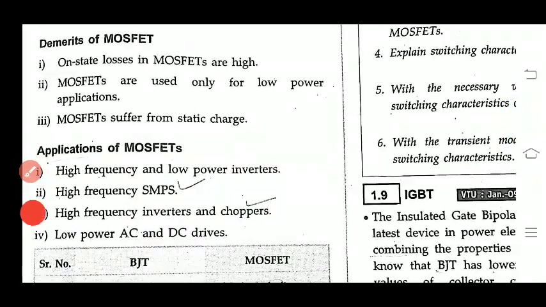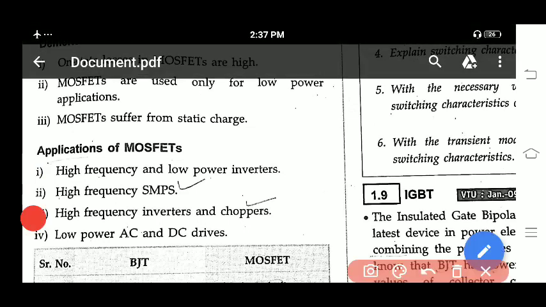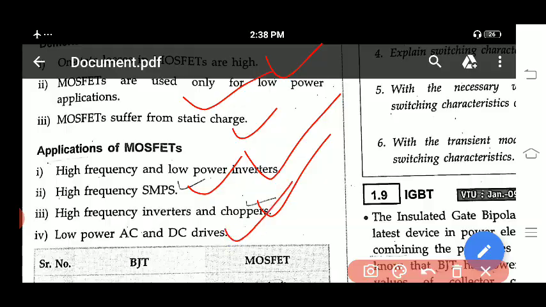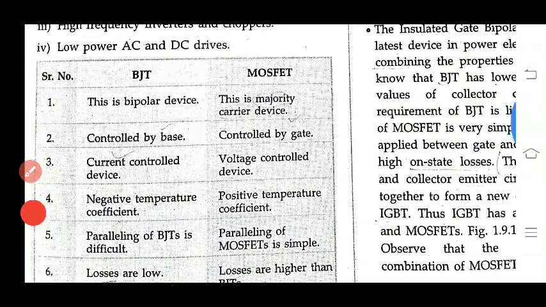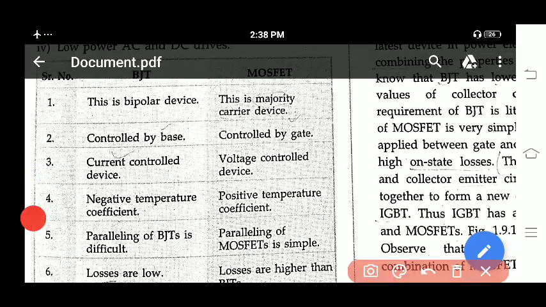Demerits: On-state losses in the MOSFET are high. MOSFETs are used only for low power applications. MOSFET suffers from static charge accumulation. Applications: high frequency and low power inverters. In an inverter you will use a high frequency SMPS. In computer SMPS also they will use a high frequency inverter and chopper, and low power AC and DC drives. So we will see what differences you can see between BJT and MOSFET.